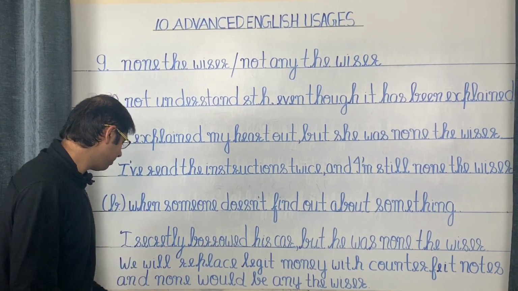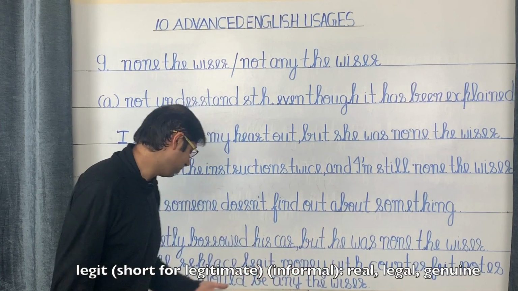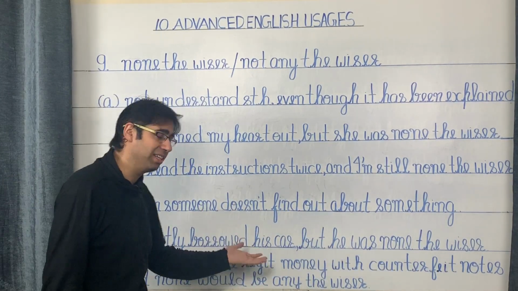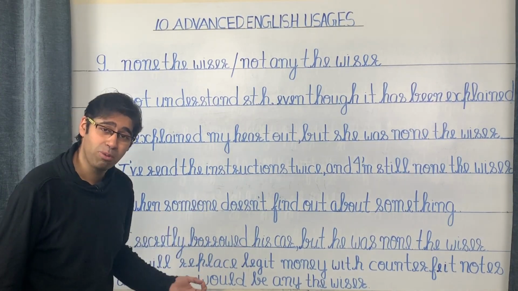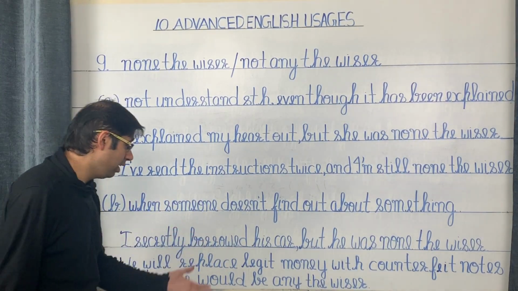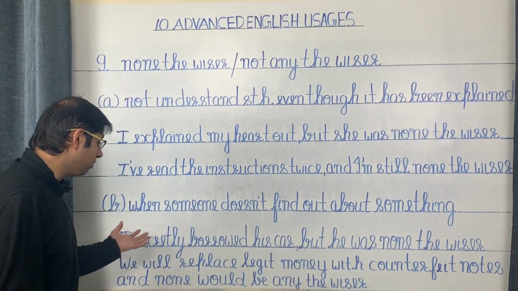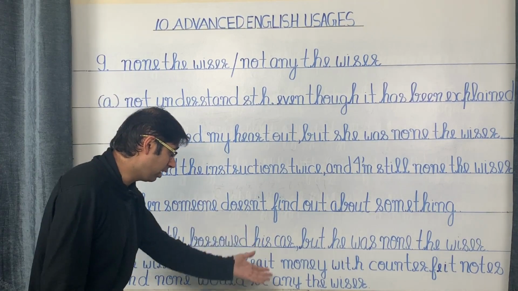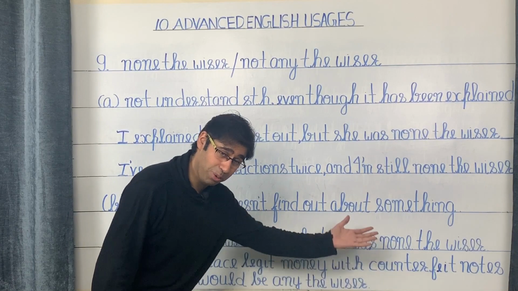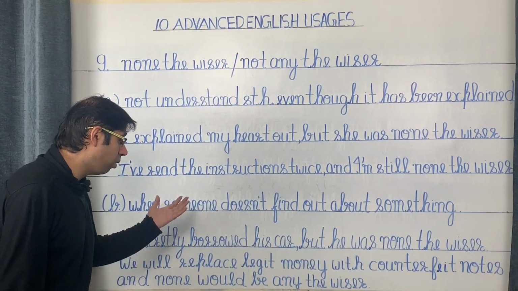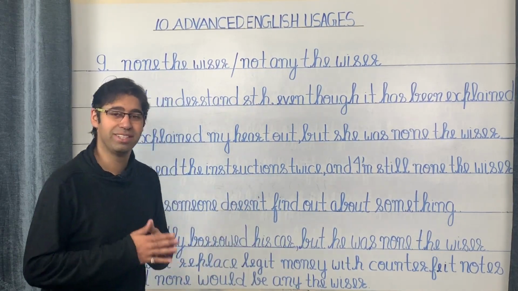And the sentence reads, we will replace legit money with counterfeit notes, and none would be any the wiser. This time we've got a negative word in here. None is being used as no one, and that's why that's followed up with any the wiser and not none the wiser. So once again, that sentence, we will replace legit money, that's real or legal money, with counterfeit or fake notes, and none or no one will find out. So there you go. That's usage number 9.